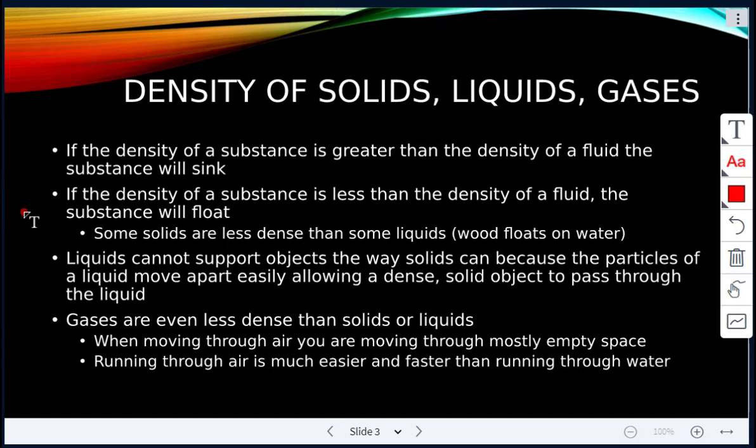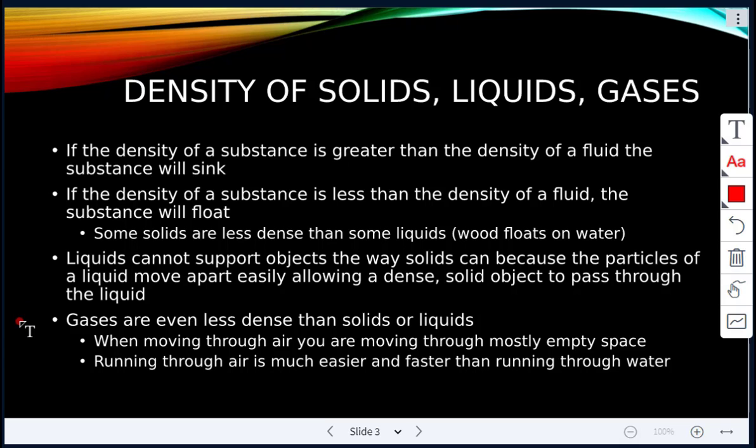Some solids are even less dense than some liquids. Think about wood. Wood can float on water, even though it's a solid. Liquids cannot support objects the way solids can because of the particles. The particles of a liquid move apart easily, allowing a dense solid object to pass through the liquid. And gases are even less dense than solids or liquids.